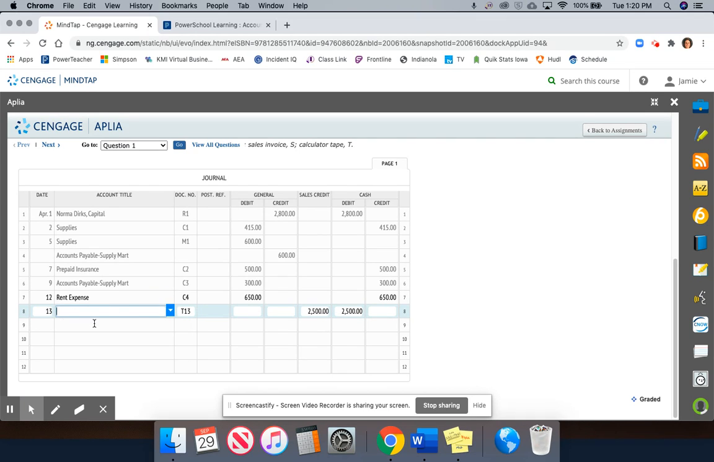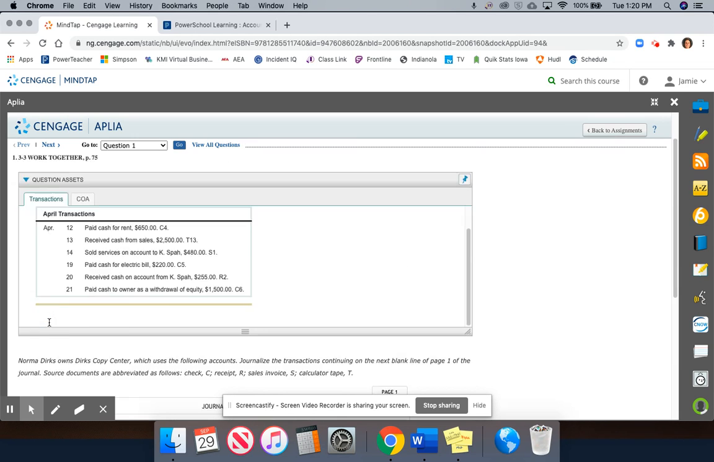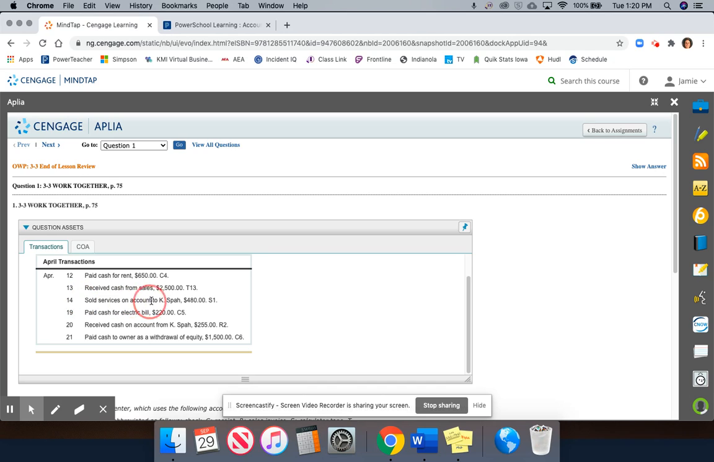So we can't just leave the account title column blank because it might look like we forgot to put an account title there. So instead we have a check mark, and we do the same thing. In order to get the check mark, use the drop down. So that is the 13th. Nothing more to write. Check mark because we don't have an account title, so we don't have anything in the general column. Sales credit, $2,500. Cash debit, $2,500.